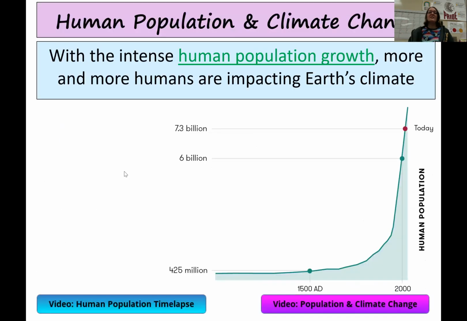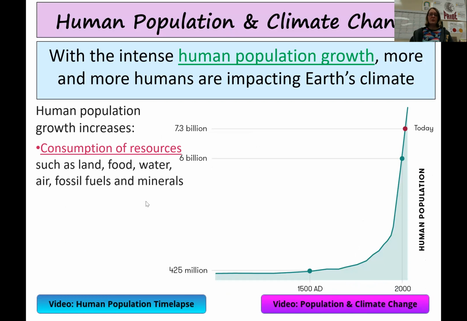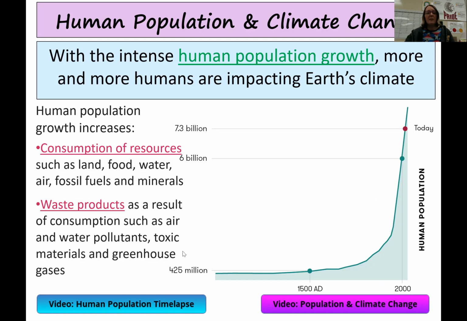So obviously, as human populations grow, as we get more and more people on this planet, it's going to impact climate. Population growth increases consumption of resources. We need land, we need food, we need water and air and fossil fuels and minerals. These are all things we need, and a lot of that releases carbon dioxide into the air. We make more waste products, air and water pollutants, toxic materials, greenhouse gases. So these are all things we just need to be aware of.